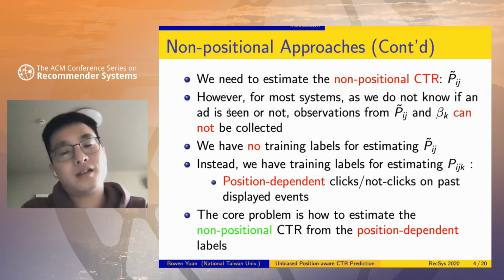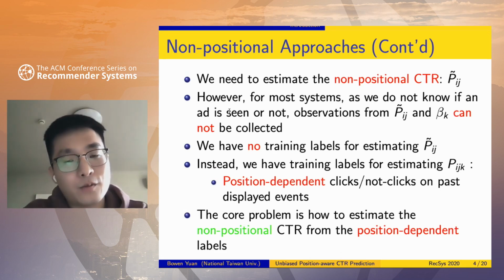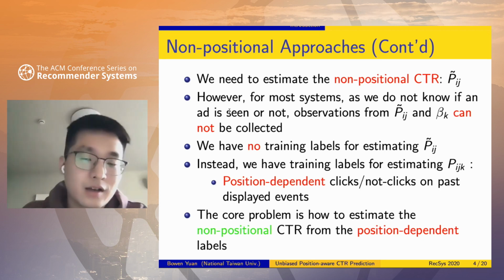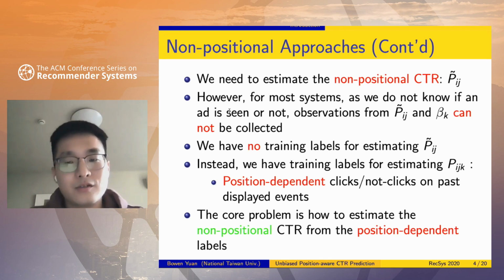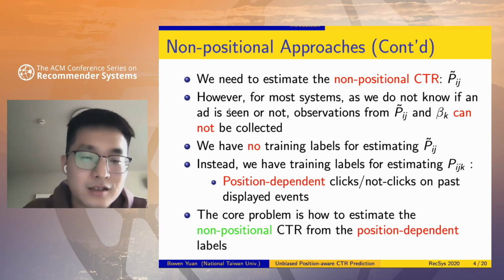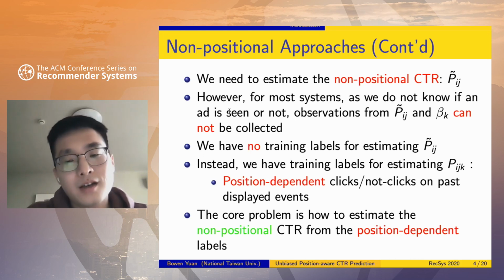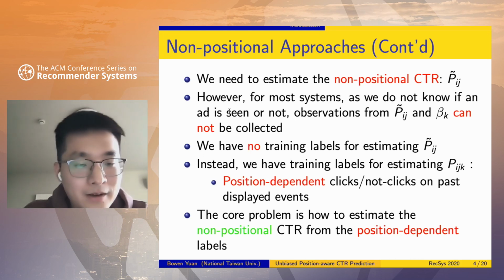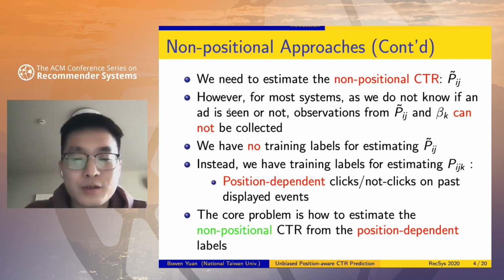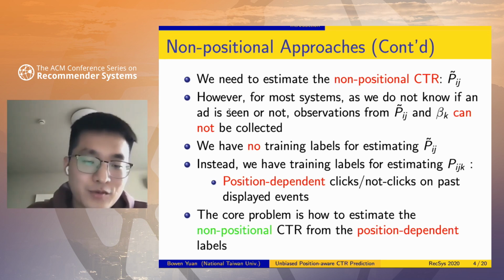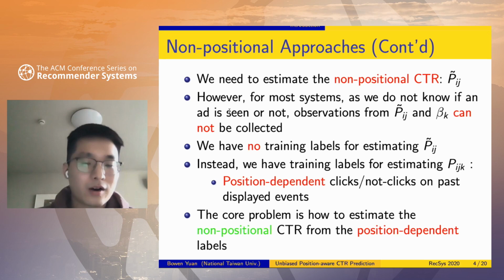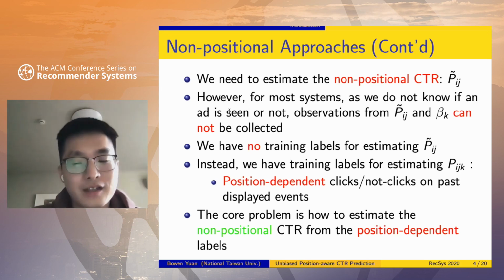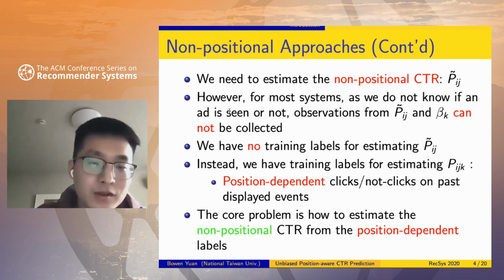And now we need to estimate the non-positional CTR. However, for most systems, we do not know if an ad is seen or not, so the observations of the non-positional CTR and the seen probability cannot be collected. So we have no training labels for estimating the non-positional CTR. Instead, we have the training labels for estimating the positional CTR, because we have position-dependent click information on past displayed events. So the core problem is how to estimate the non-positional CTR from the position-dependent labels.